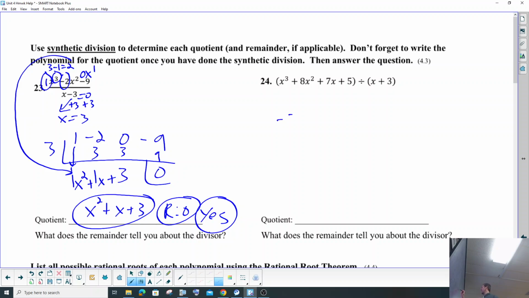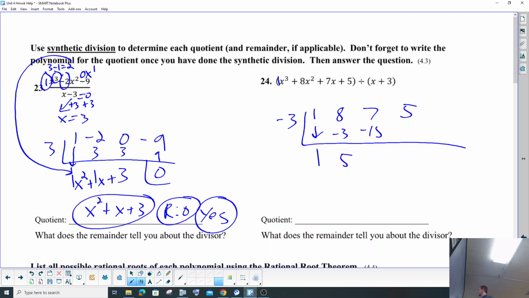And then we have a negative 3 into 1, 8, 7, 3, 2, 1, 0, 5. Good. So we bring down our 1. Negative 3 times 1 is negative 3. Got a 5. We got negative 15. That's a negative 8. Negative 3 times negative 8 is a positive 24. And 24 and 5 is a 29.